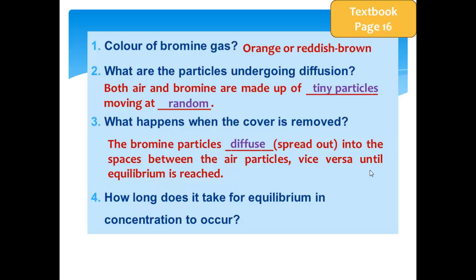Last question, how long does it take for equilibrium in concentration to occur? Equilibrium in concentration occurs when there is equal concentration of bromine gas in the upper and lower glass jar, as well as when there is equal concentration of air molecules in the upper and lower glass jar. And this happens in half an hour.